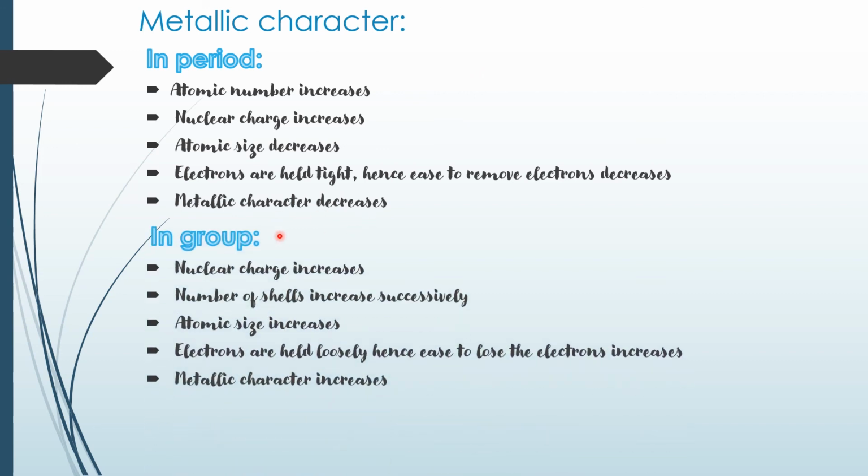In a group, the nuclear charge increases. The number of shells increases successively. We know that the atomic size increases. So the electrons are held loosely. Hence, the ease of losing electrons increases. It easily loses the electron. So metallic character increases down the group.